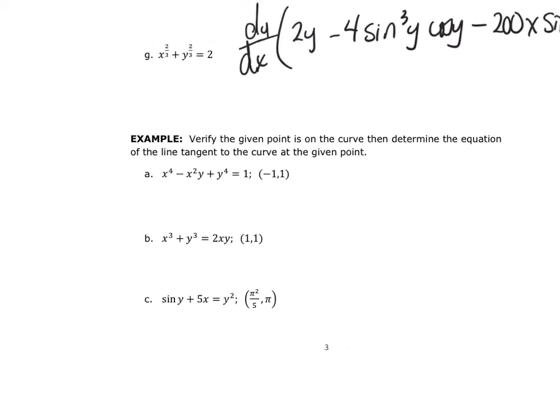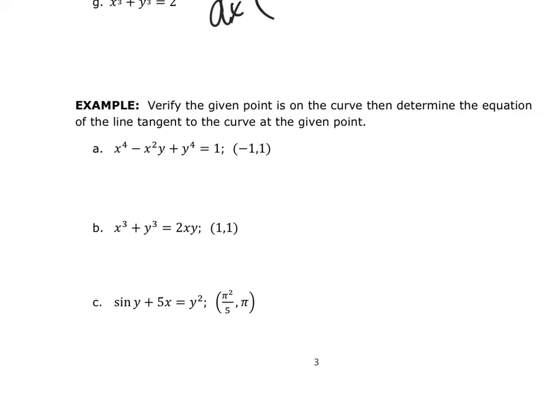Now, these are what you're possibly going to see on the test, definitely on the homework. They're asking you to find the equation of the line tangent to this particular curve. Notice that on implicit differentiation they give you both the x and the y. So I'm going to do part b.